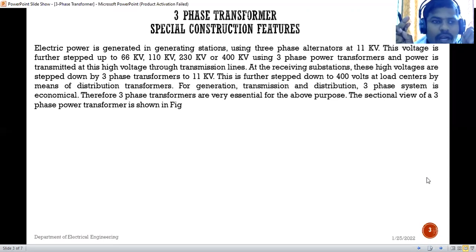Now the power is transmitted at high voltage via transmission line for a long distance.